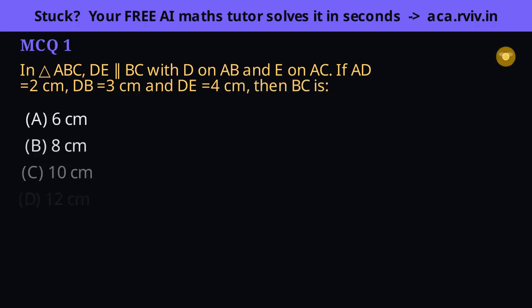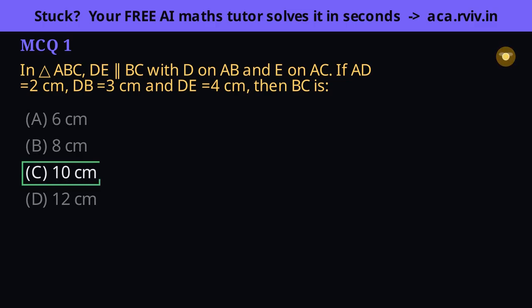Consider the four options. AD is 2 and DB is 3, so the whole side AB is 5, giving AD over AB equal to 2/5. By similarity, that equals DE over BC, so 2/5 equals 4 over BC, and cross-multiplying gives BC equals 10 centimeters, option 3. Watch the traps.